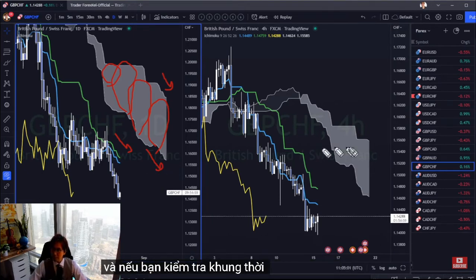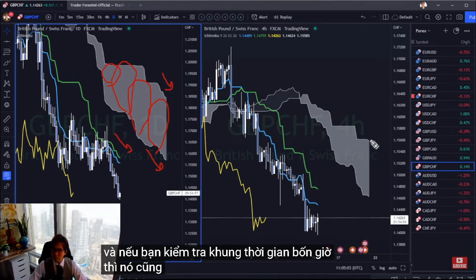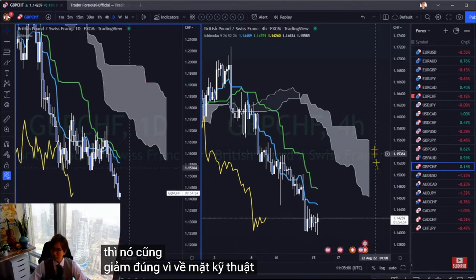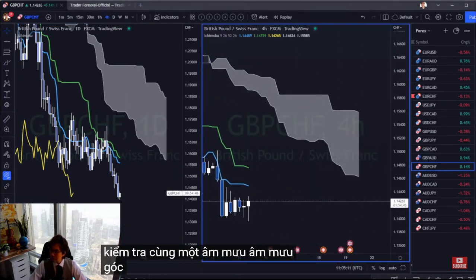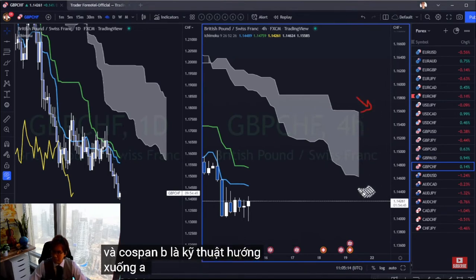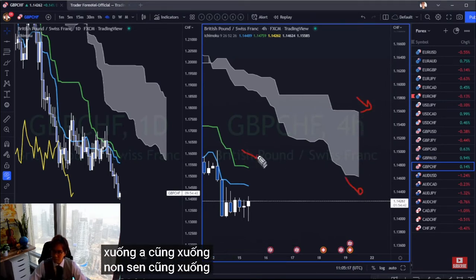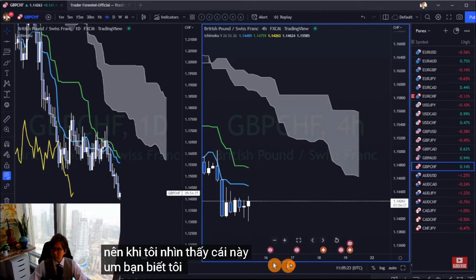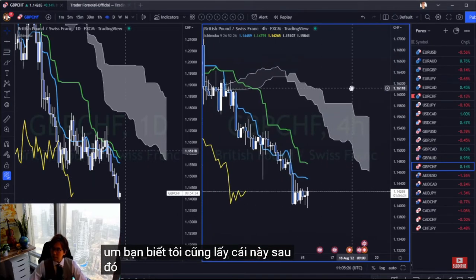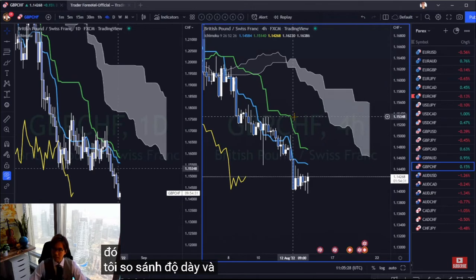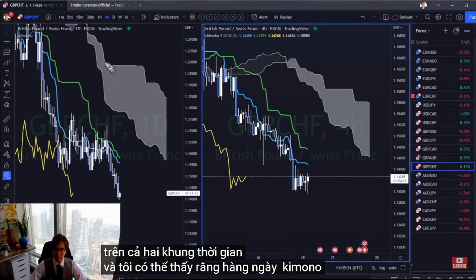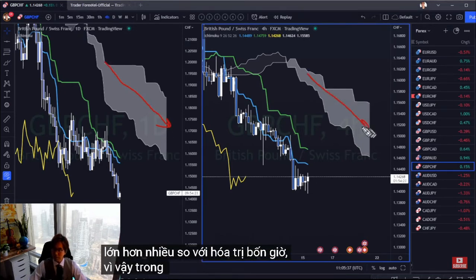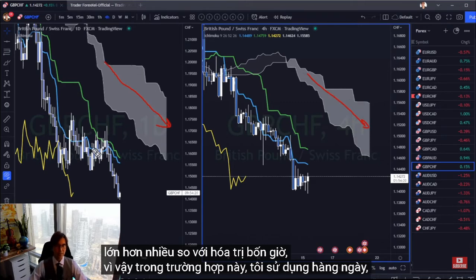And also, if you check the 4-hour time frame, it's also down, right? Because technically, Kumo shape, if you check the Senko span B and A angles, Senko span B is technically pointing down, A is also down, Kijun Sen is also down. So when I see this, I also take this one. And then I compare the Kumo thickness and length on both time frames, and I can find that the daily Kumo is much bigger than the 4-hour Kumo. So in this case, I take the daily.